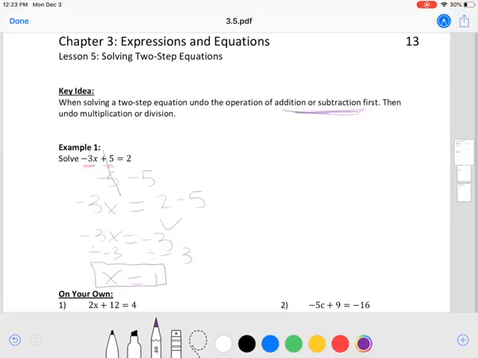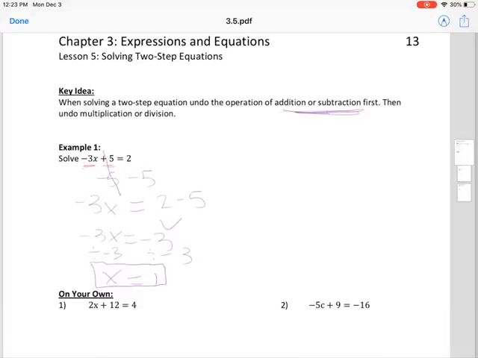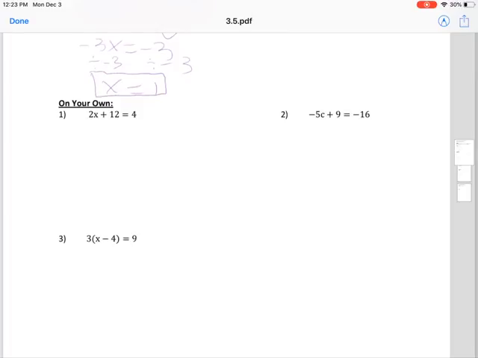All right, so if you guys need to pause this, write these steps down, see if you're not understanding a step that we went over here. If you're still not understanding something in this example, please come see me and ask me. But I'm going to pause the video and let you guys try these 3 example problems on your own.